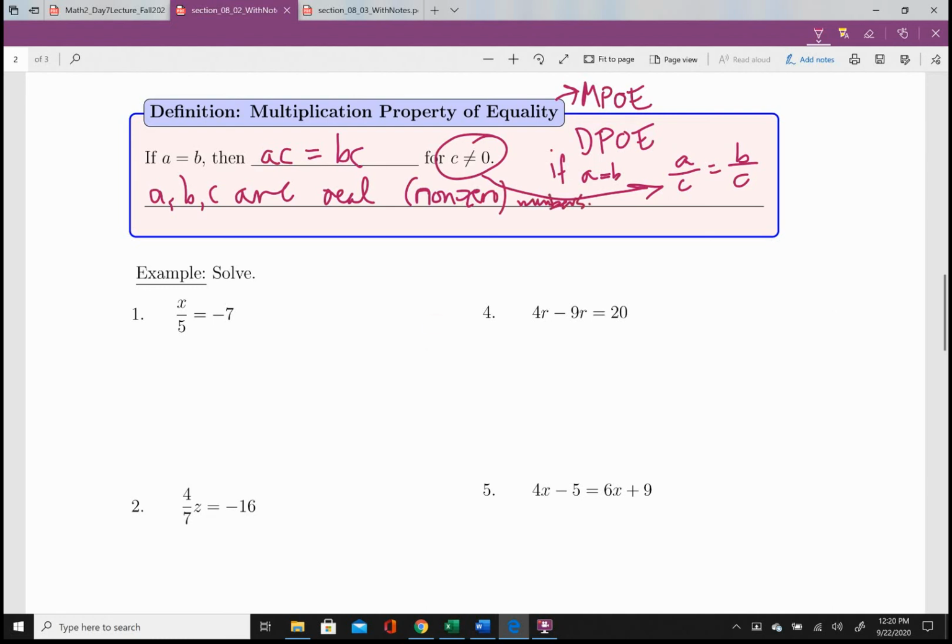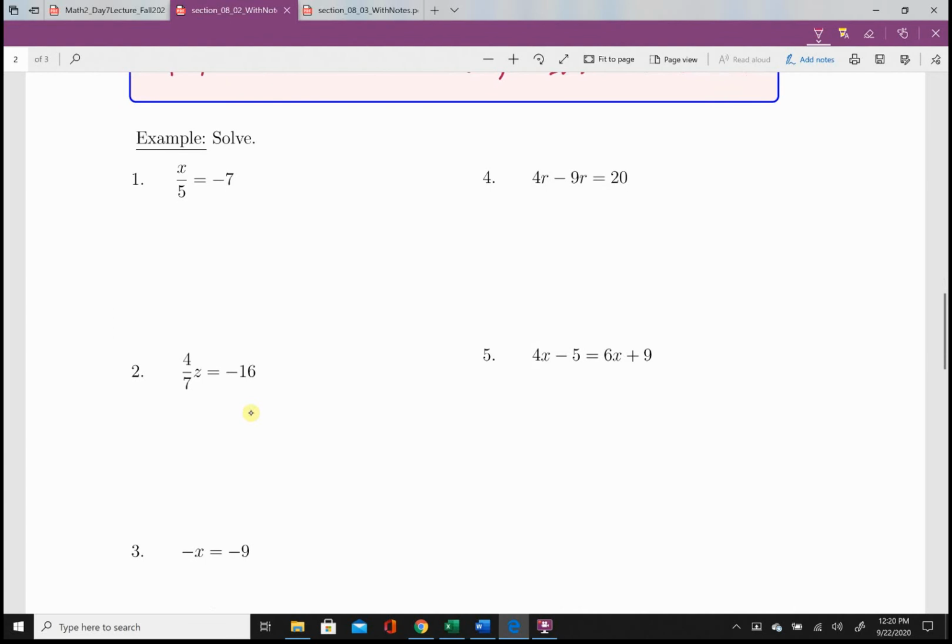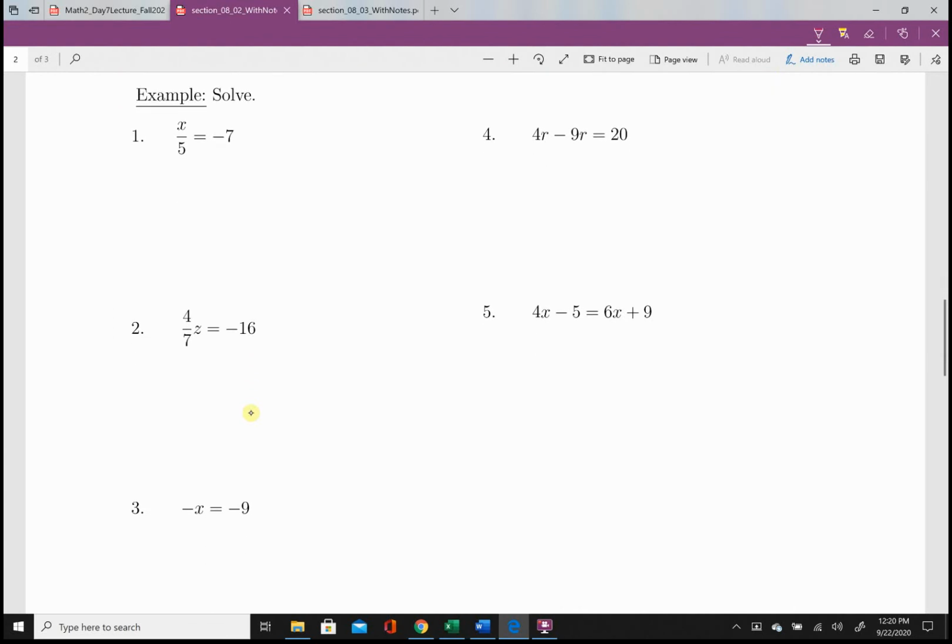Real and non-zero numbers. Very good. Okay, so now we have 4 properties of equality in play technically. Addition property of equality, subtraction property of equality, multiplication property of equality, and division property of equality. So let's go ahead and use any of those 4 in the process of solving these 5 example equations, okay?